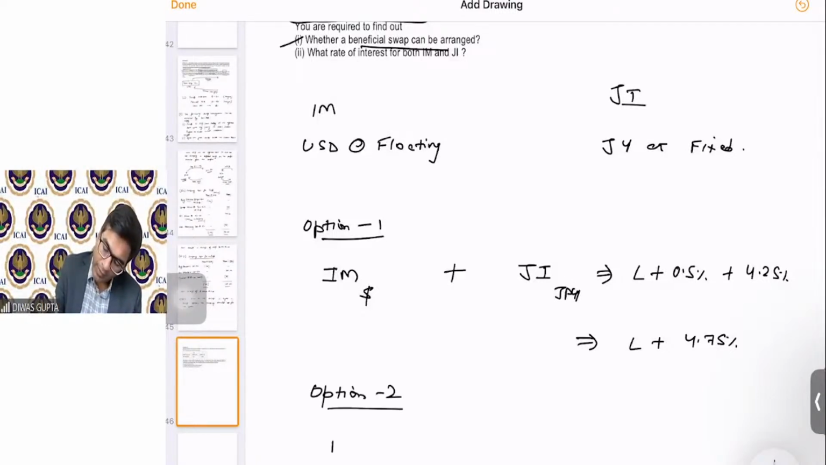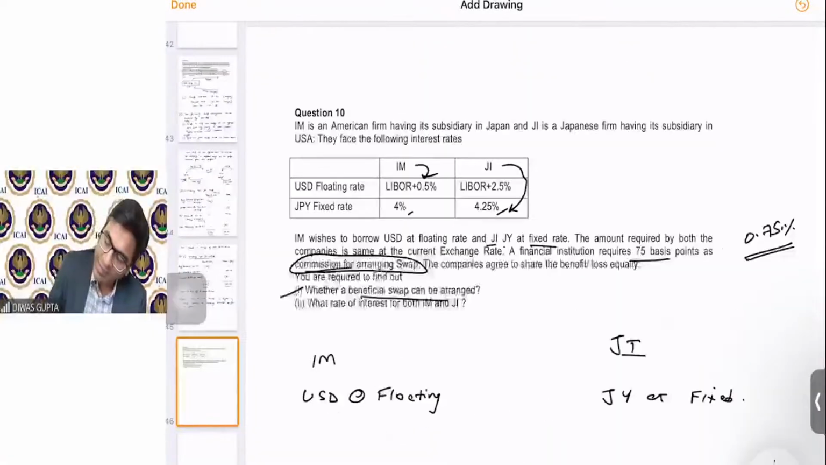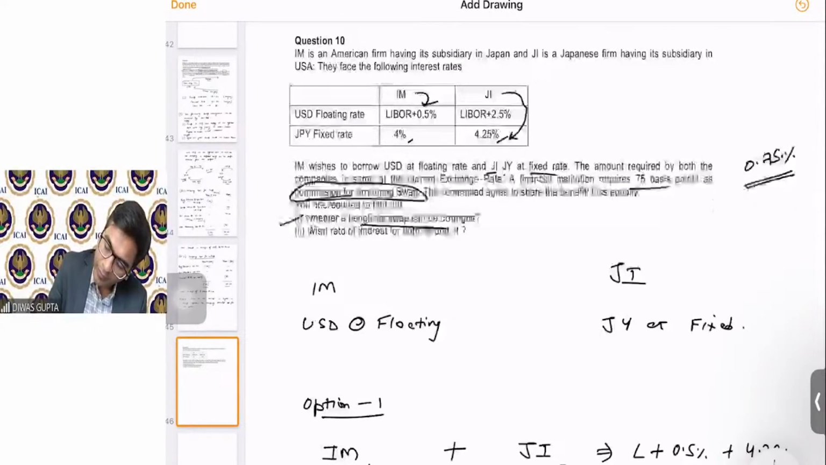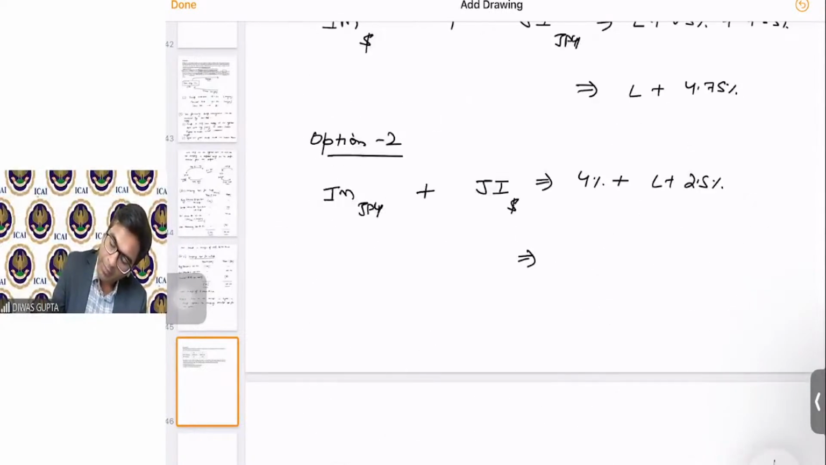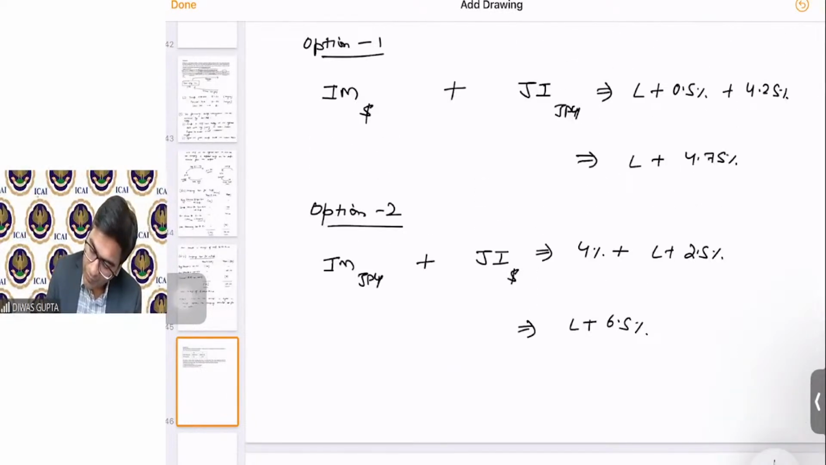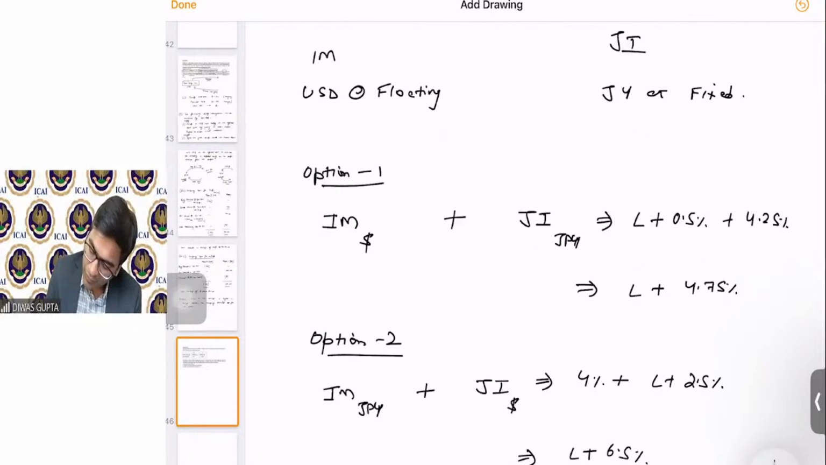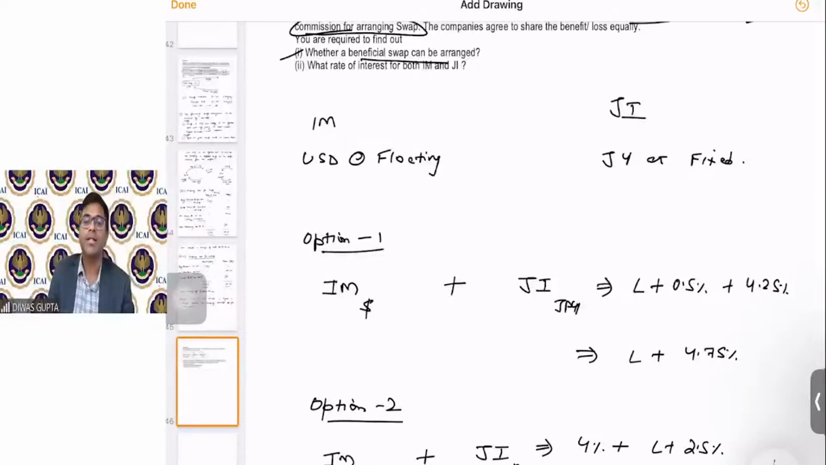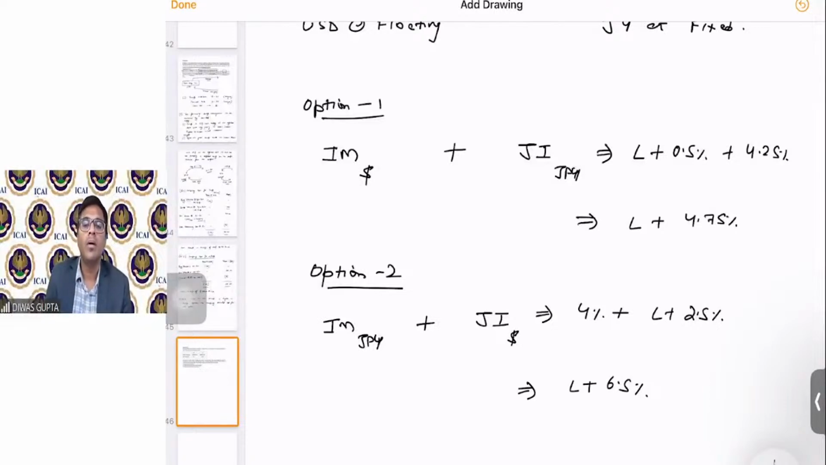Option 2, IM borrows in JPY plus JI borrows in dollars. So how much will it be? Plus 2.5%. So this becomes LIBOR plus 6.5%. So what do we do, students? What do we do? The option 1 is more beneficial, right? Compared to this.